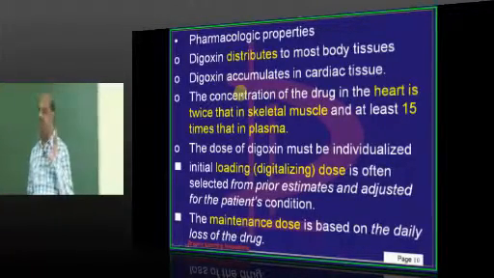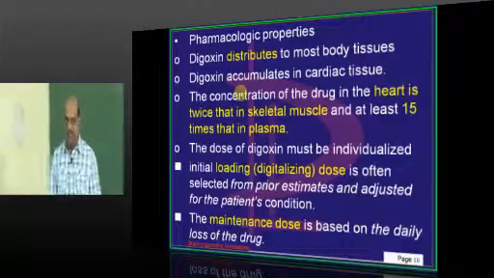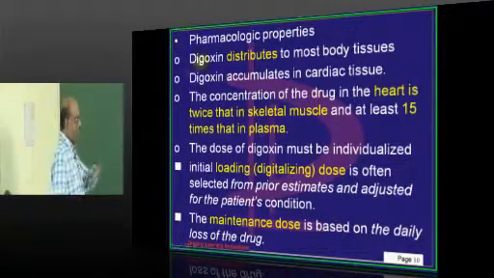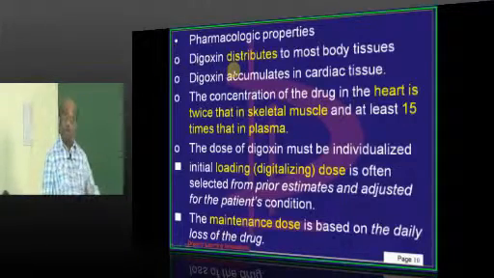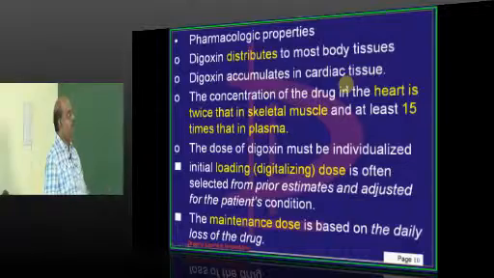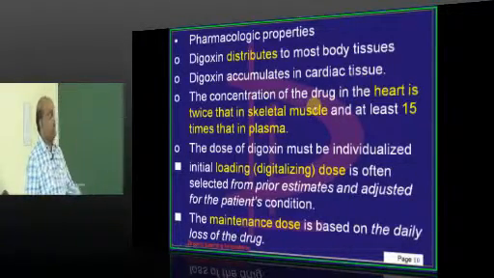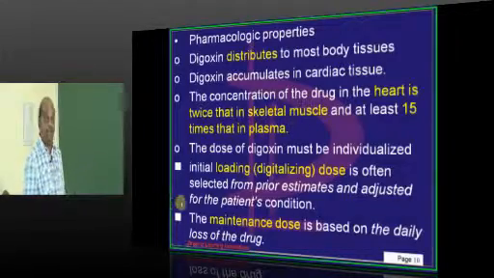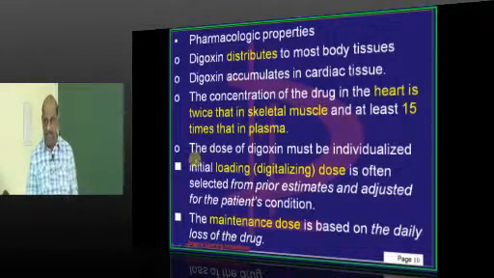So let us talk about Digoxin as a drug, and its pharmacokinetics. It distributes everywhere, more into the heart. It allows itself to live in the heart. If you take the concentration of it in the heart, it is typically twice more than skeletal muscle, and 15 times more than what it is in plasma.